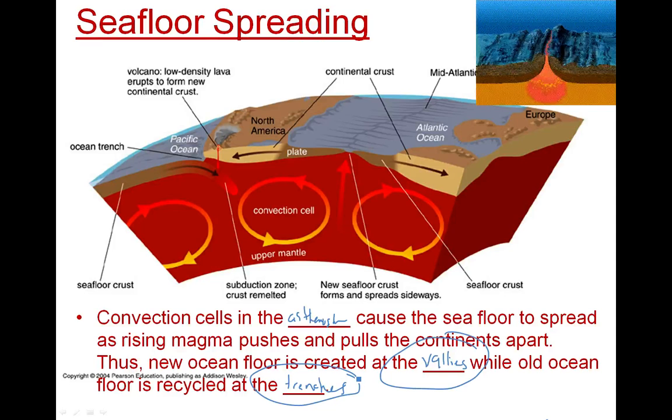We also need to check it and make sure that it is spreading. So we need to make sure that it's symmetrical on both sides of the valley. And the evidence for that is going to come from kind of a weird field called paleomagnetism. So we're going to talk about paleomagnetism in the next part.